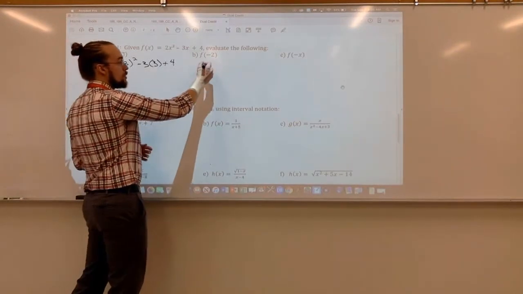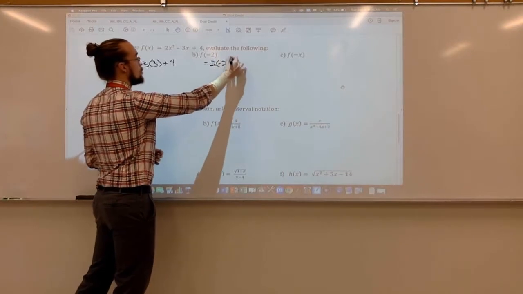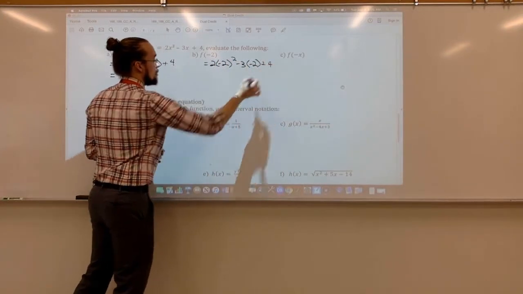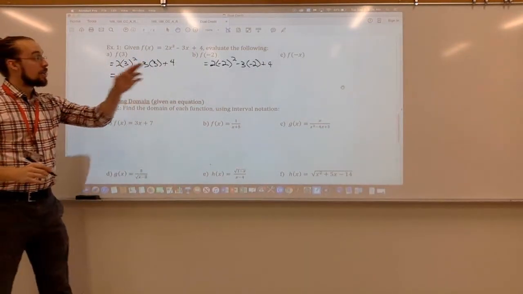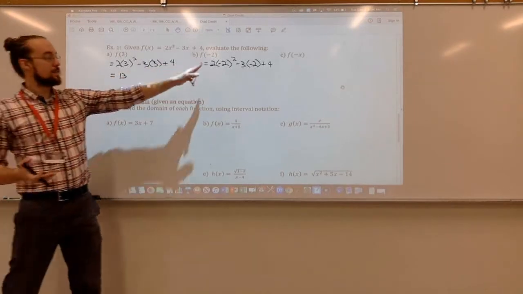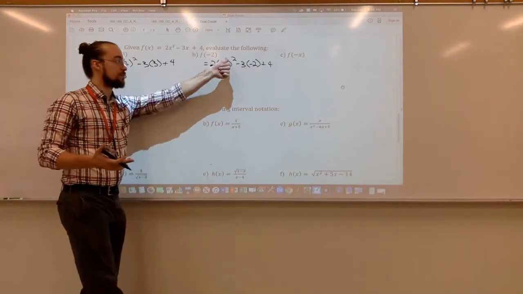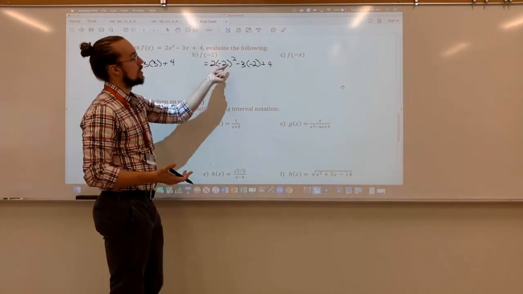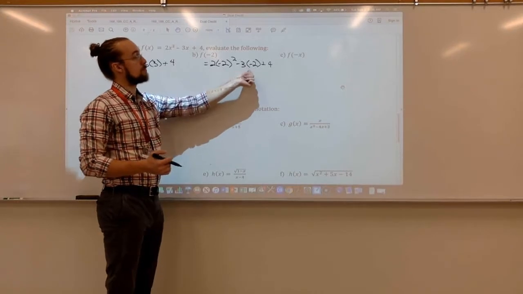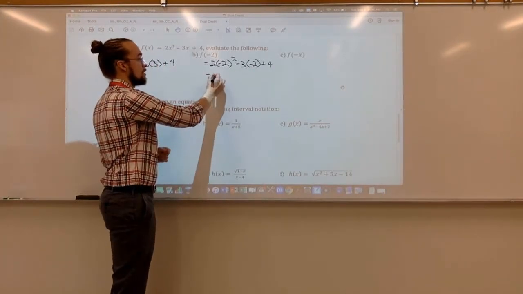f of negative 2, same thing, right? 2 times negative 2 squared minus 3 times negative 2 plus 4. We do need to be careful with our negatives, because negative 2 squared is positive 4. So positive 4 times 2 is 8. Then I end up with a double negative here as well. So 8 plus 6 is 14, plus 4 is 18.